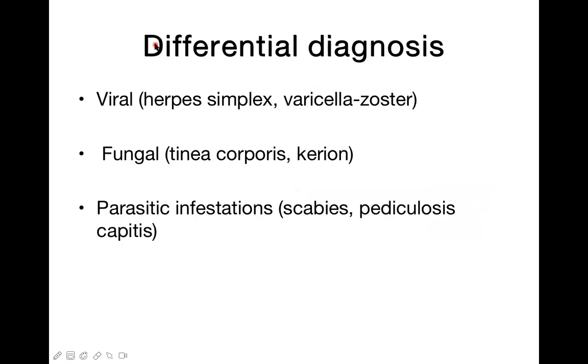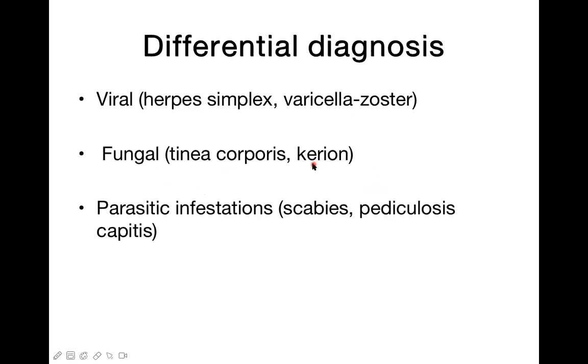Now, what are the differential diagnoses of impetigo? One of the commonest differential diagnoses would be viral infection, mainly caused by herpes simplex virus type 1 and varicella zoster virus. Which disease is caused by varicella zoster? Nice, it's chicken pox, isn't it? We all know that. Chicken pox can have polymorphic types of rashes, so they can also rupture and lead to a similar type of condition.